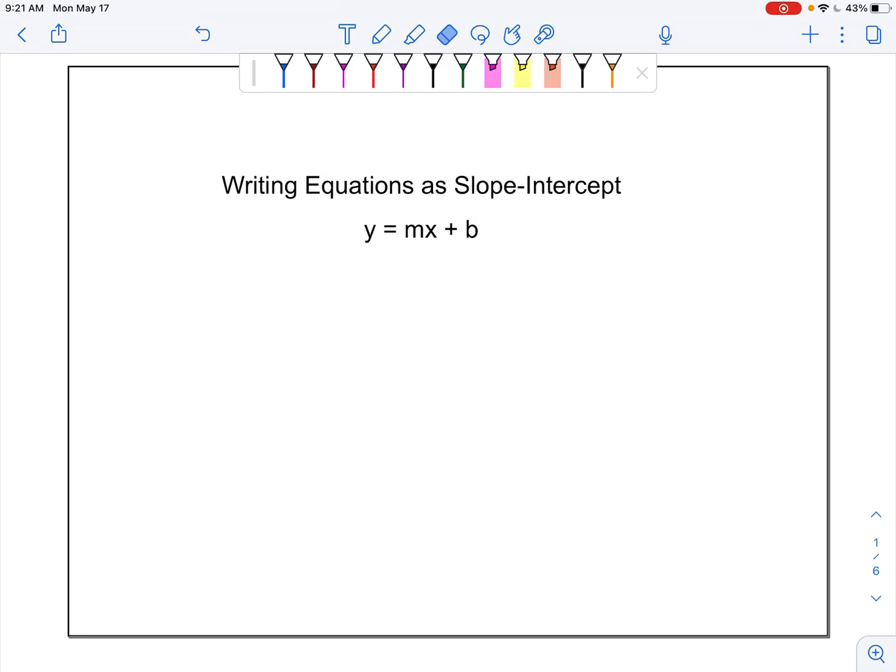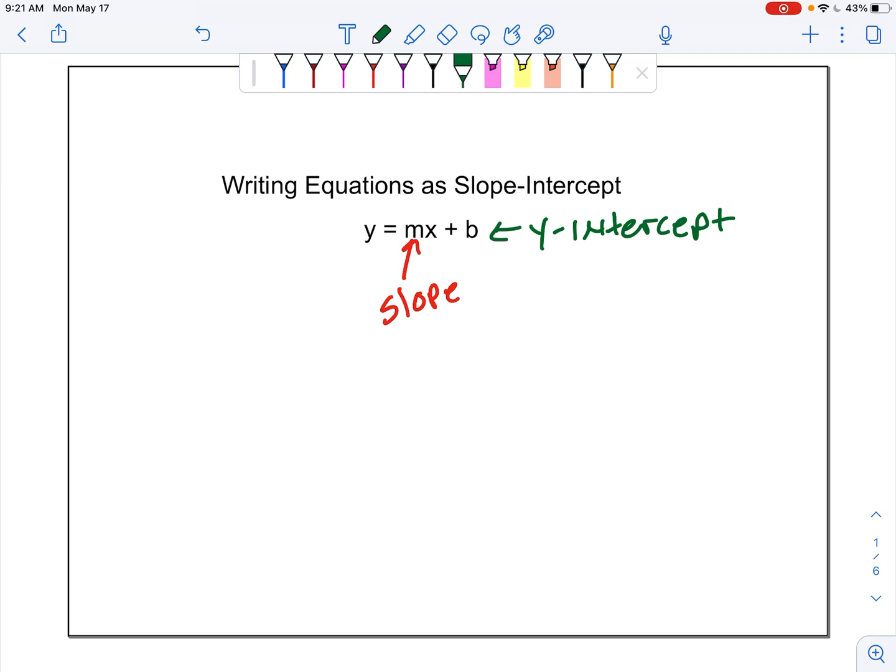Today's video is going to be rewriting equations as slope-intercept form. And as I said in our last video, here's slope-intercept form, y equals mx plus b. m is slope, and b is your y-intercept, or where your line crosses the y-axis. So we're going to be rewriting equations into this form.